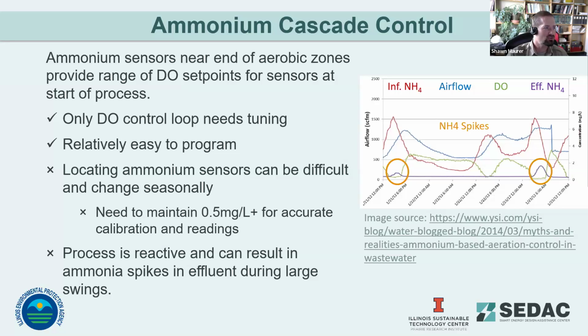An ammonium cascade control. You're placing these ammonium sensors near the end of the aerobic zone. Again, you're trying to target somewhere in the basin where you're going to have some amount of ammonium left, generally above 0.5 milligram per liter, is going to give you optimal control for calibration of that sensor. The DO control loop is one that needs the most tuning. Relatively easy to set up this program where you're cascading an ammonium reading into adjusting the DO set points. Again, location of that ammonium sensor for proper control is going to be important.